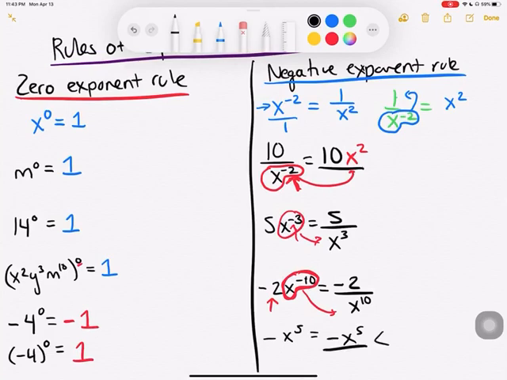And I give you this example because this is a common mistake. People try to do the negative exponent rule in this case because they see a negative sign and they're getting used to all of these rules, right? But negative signs are only subject to the negative exponent rule if they are in an exponent, okay?